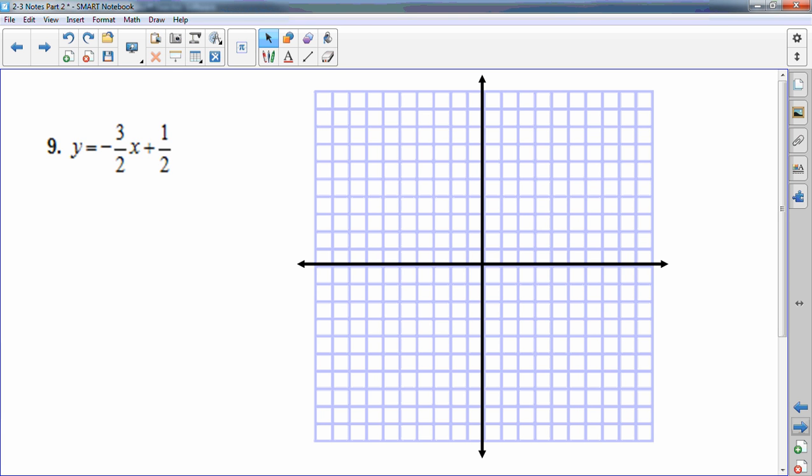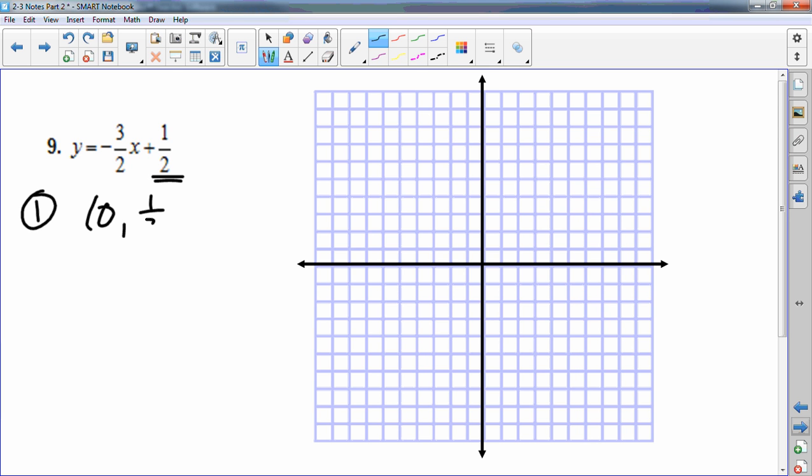Now, how do I graph? Step one, who remembers step one from the last graph you did? Yes, the y-intercept. So my y-intercept is right here, so I know it's 0, 1/2, because if it crosses the y-axis, the x value has to be 0. So graph 0, 1/2. 1/2 is going to be right between 1 and 0. It's going to be right there.